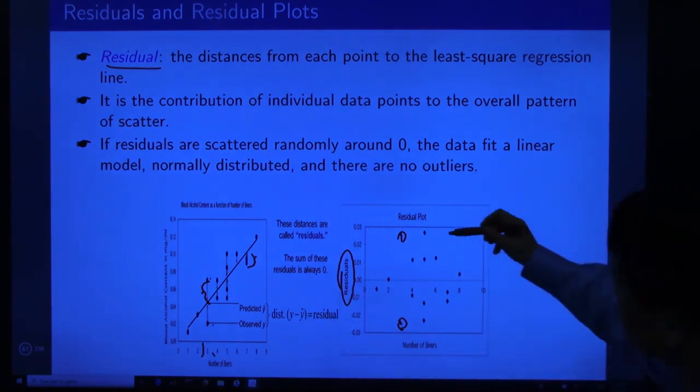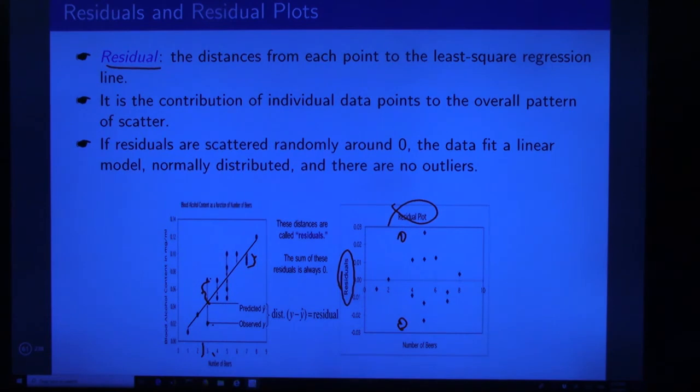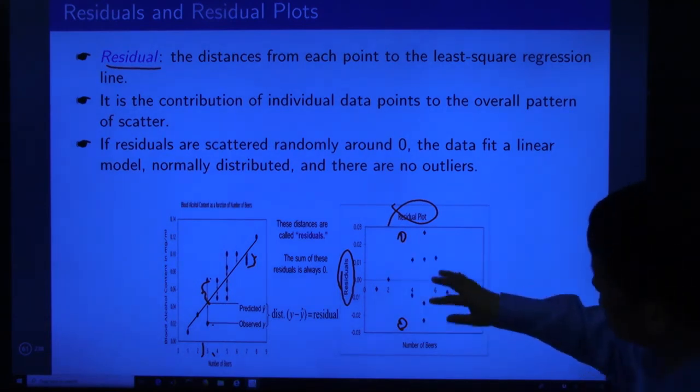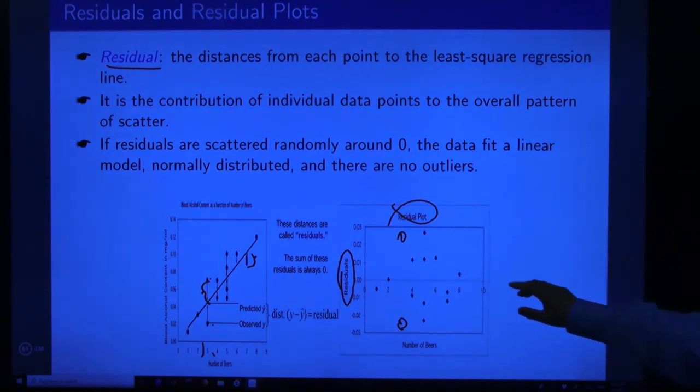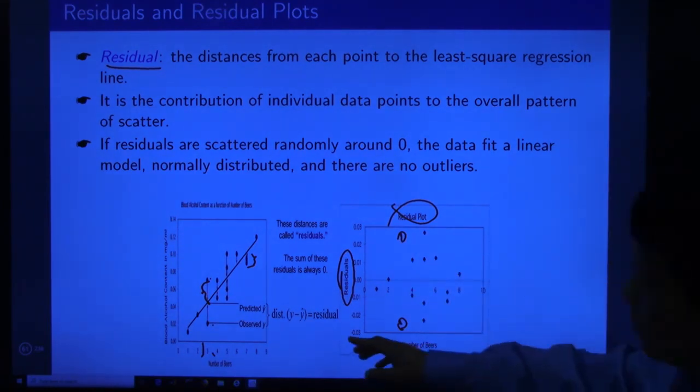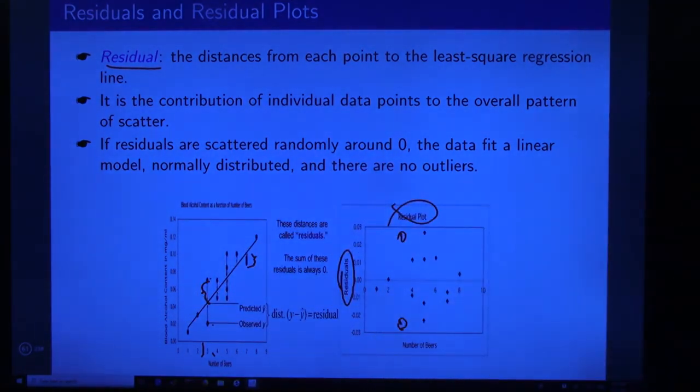This is called a residual plot. If in the residual plot all these dots are randomly distributed, that means there will be no outliers. So everyone looks like it's in the form.